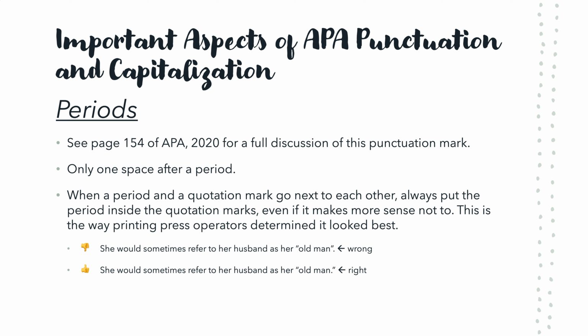When a period and a quotation mark go next to each other, always put the period inside the quotation marks, even if it makes more sense not to. This is the way printing press operators determine that it looks best, and we call it a printing convention. So, rather than saying she would sometimes refer to her husband as her old man and putting the period after, that's wrong. You always put the period inside the quotation mark.